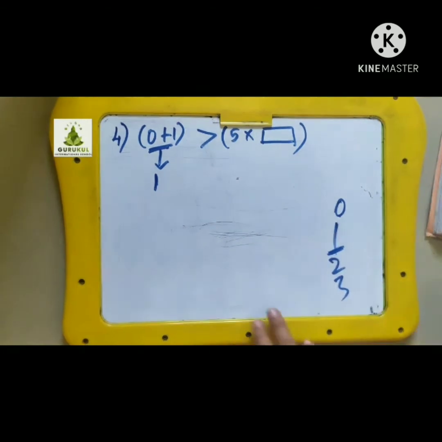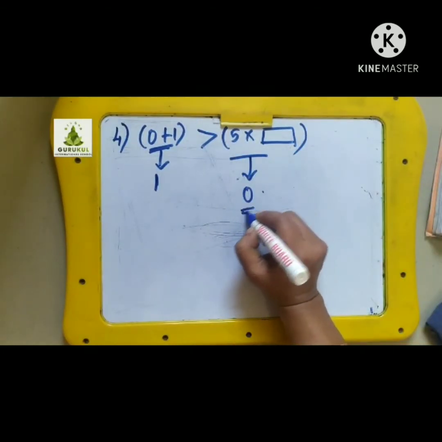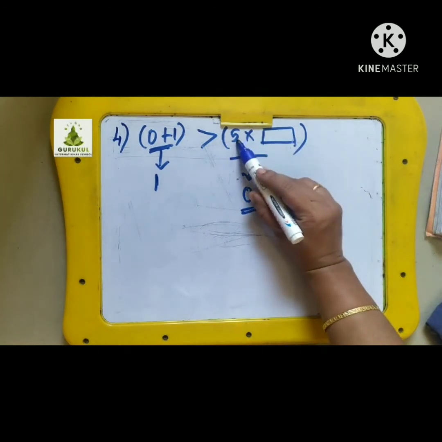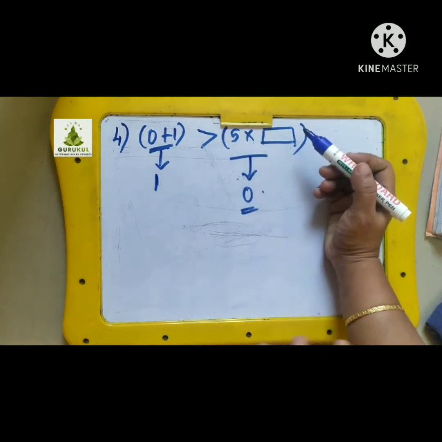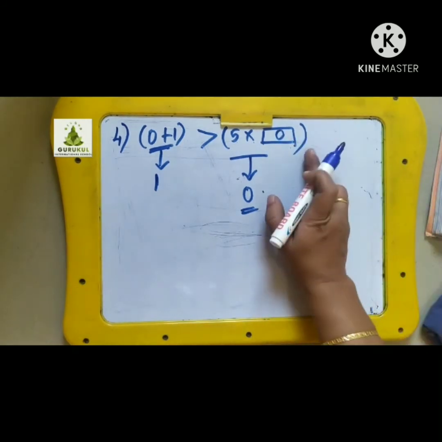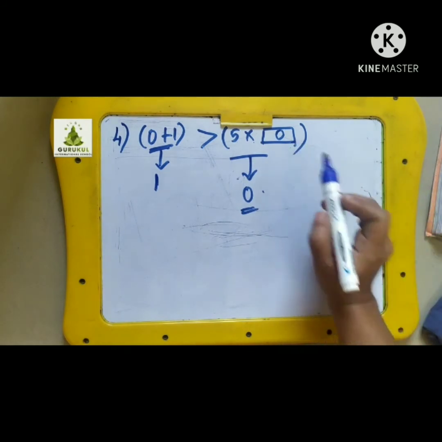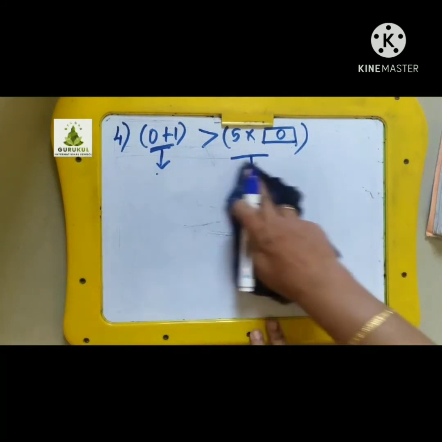So here your right hand side answer should be what? 0. Okay. Now here when 5 is multiplied by what number will give you the answer 0? 0. Any number multiplied by 0 gives you the answer 0. So what is the box answer? It is 0. Okay, so that's about the fourth.